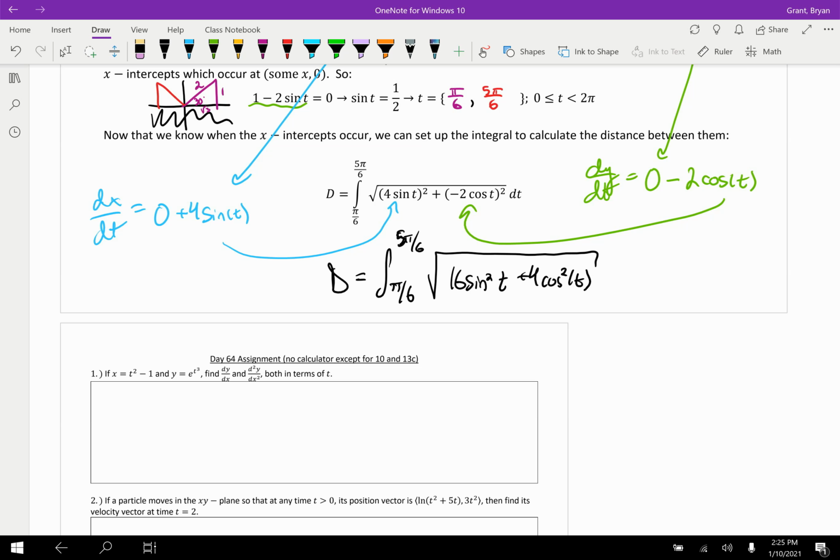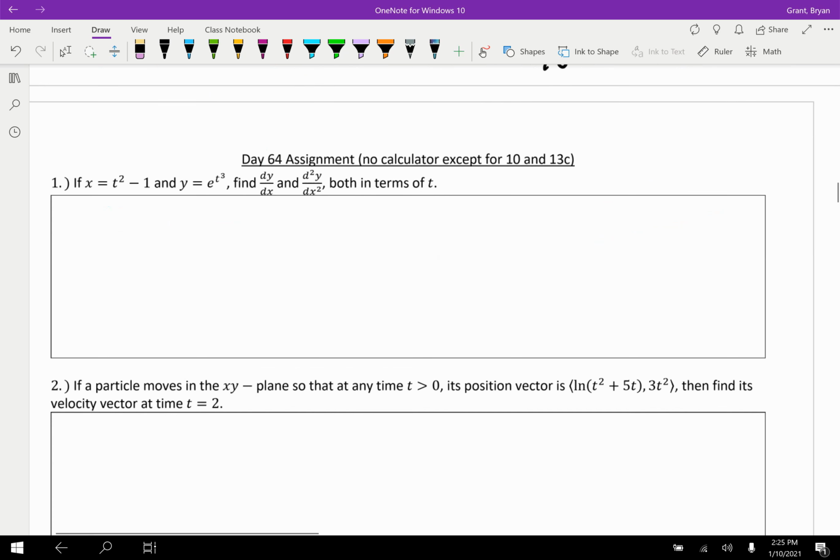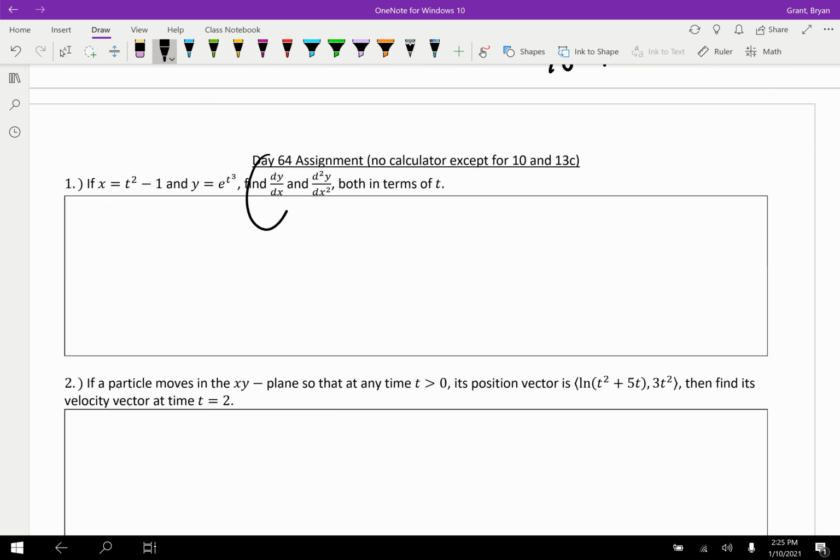The rest of today should be spent working on this assignment. It is nothing too terrible. It's mostly particle motion review, right? This one just says first derivative, second derivative. There are a couple tricks thrown in there, but I imagine it won't take you too long. Please do not use a calculator except for 10 and 13C, and I think those directions are reiterated as you move on down. And as always, if you do need any help, I have all of my solutions posted for you, fully worked out. So please let me know if I made any mistakes or if you need any further clarification, and I will see you back next class.